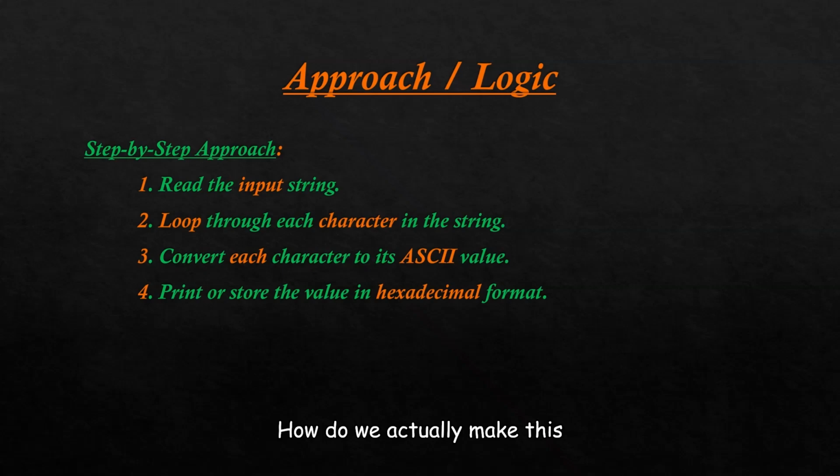How do we actually make this transformation happen in C? The process is simple and logical. First, we read the input string. Then we loop through each character one by one. For every character, we determine its ASCII value. Finally, we format that ASCII value in hexadecimal notation. This way, the string is no longer a series of letters, but a sequence of hexadecimal codes that machines easily recognize.